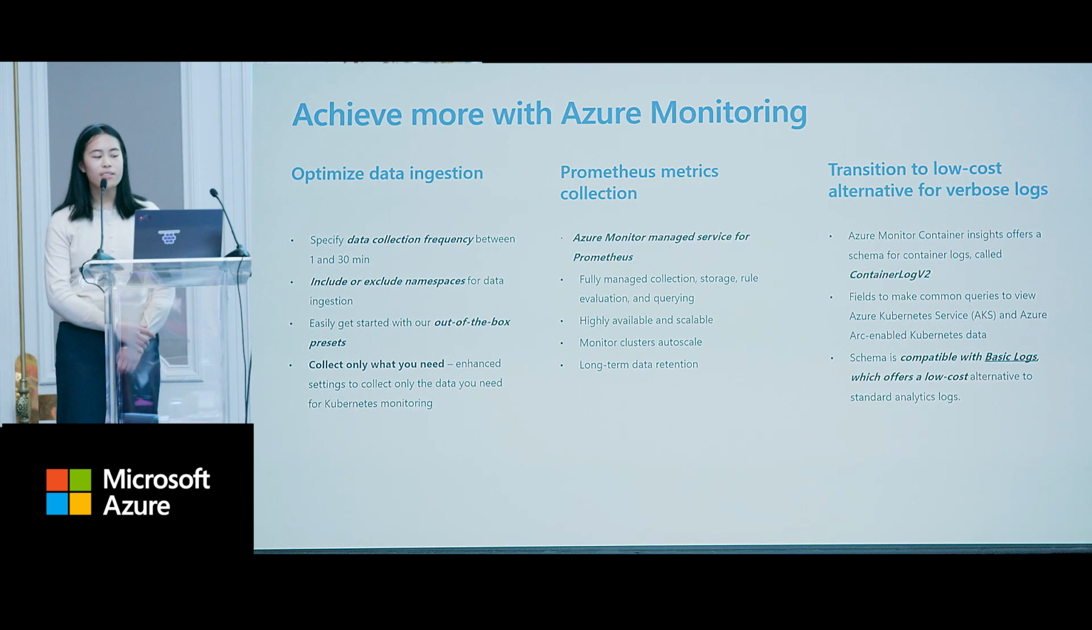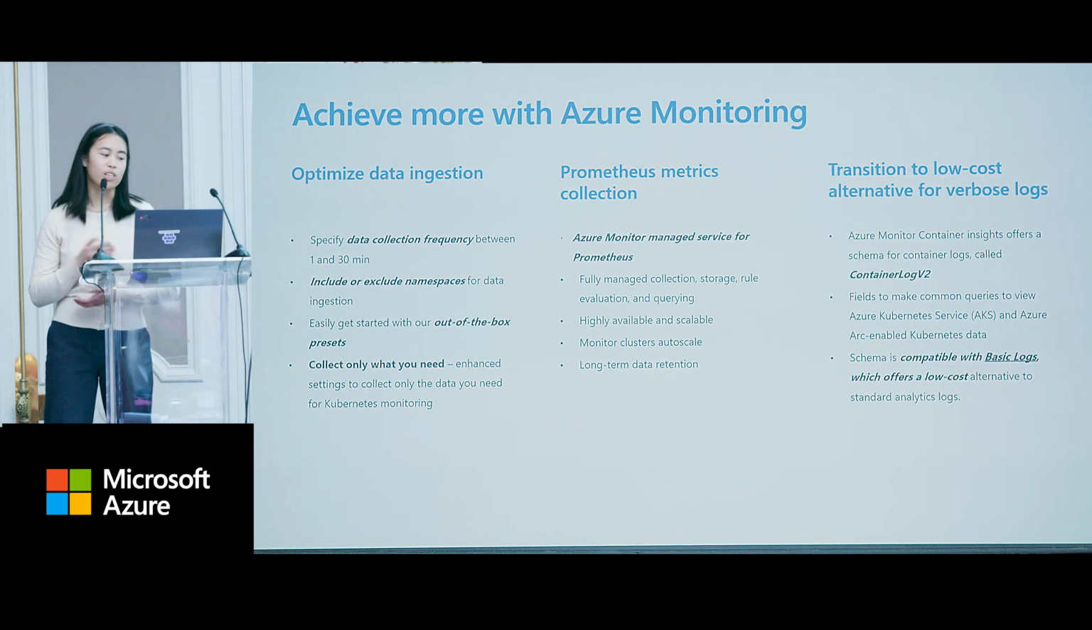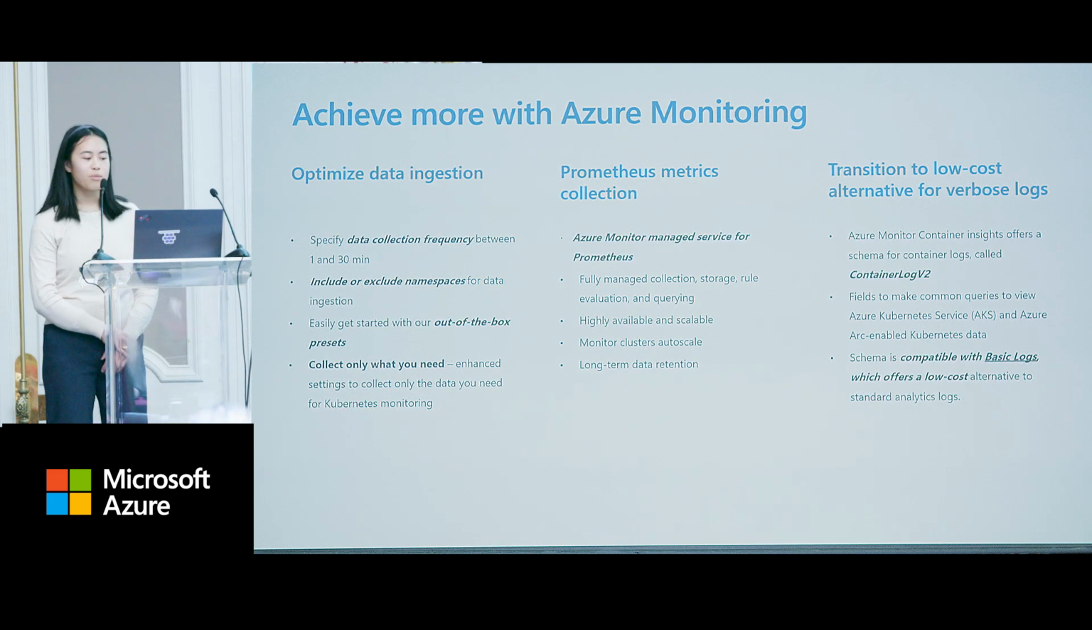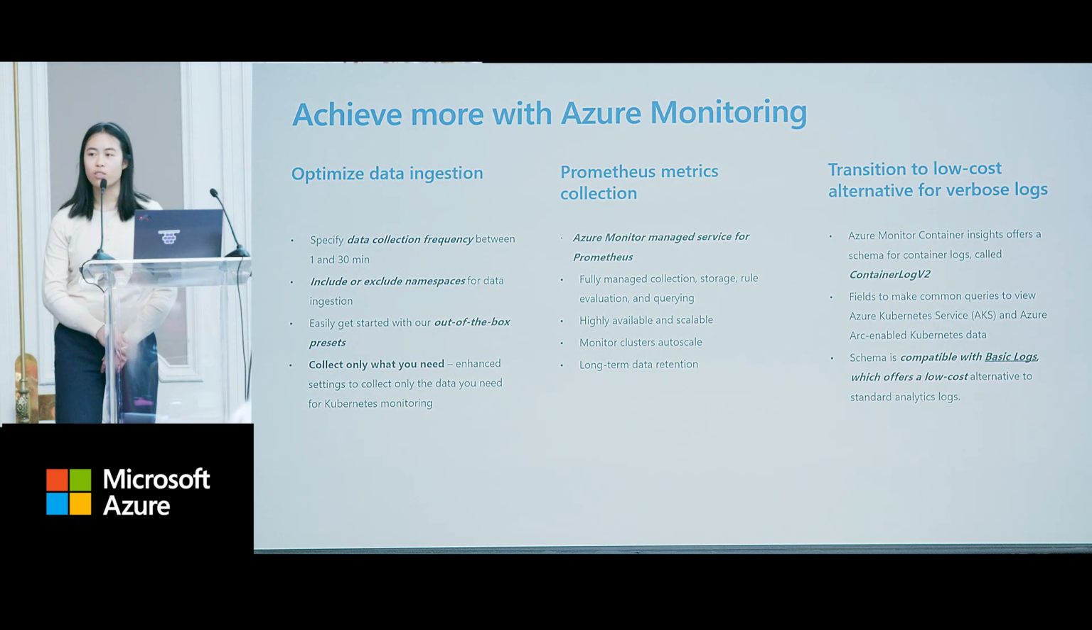There are a few different ways that you can optimize for cost within monitoring. First is optimizing for data ingestion. You can specify data collection frequency, tuning it down from every minute to every 30 minutes, for example, if you don't need logs at the top of every minute. You can also include or exclude certain namespaces for log collection. And there are also cost-optimized out-of-box presets, which help pre-configure some of these choices for you. Managed Prometheus is also a really good cost alternative to Container Insights, if that's something you're interested in.